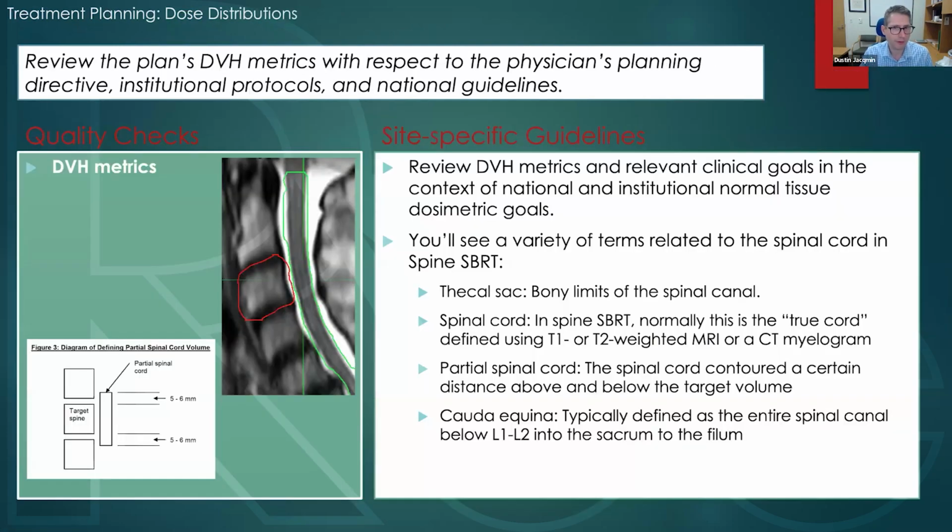One final point on spine SBRT. When you're looking at the spinal cord and doing a dosimetric evaluation of whether the spinal cord doses were met, one challenge in SBRT of the spine is that there's a bunch of different terms related to the spinal cord that are used. And if you're not careful, you can accidentally use the wrong kind of objective for the wrong definition of spinal cord. So broadly, there's this concept of a thecal sac, which is the bony limits of the spinal canal. That would be like this white area here on this MRI.